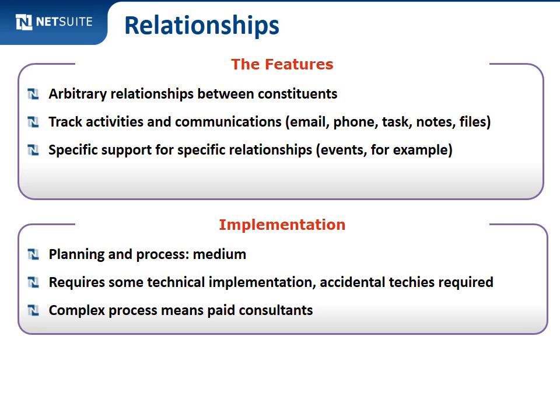And then look for specific support for specific relationships. Events is kind of the best example. And I know on the chat screen somebody had mentioned event systems. Events have a very specific process. They have a very specific relationship. So you want to look for specific support for those things rather than trying to reinvent the wheel.